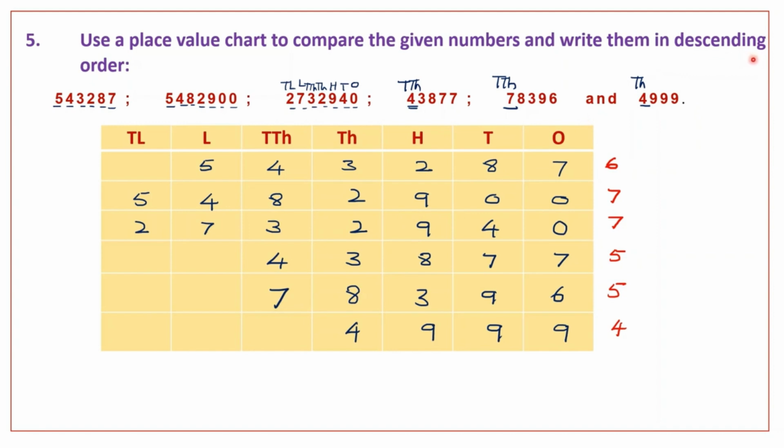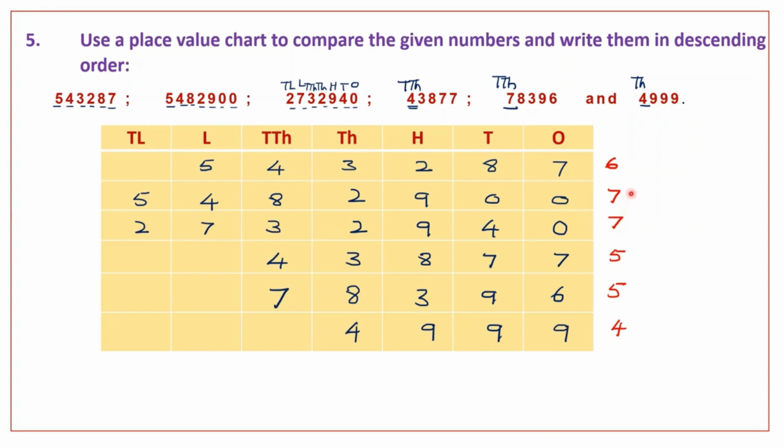Now we need to arrange our numbers in descending order. Descending means from big to small. So we have to look for the biggest number here. When you see the number of digits, we have two numbers which have 7 digits. So these are the big numbers. Between both these numbers which have 7 digits each, let's see which is the bigger one.